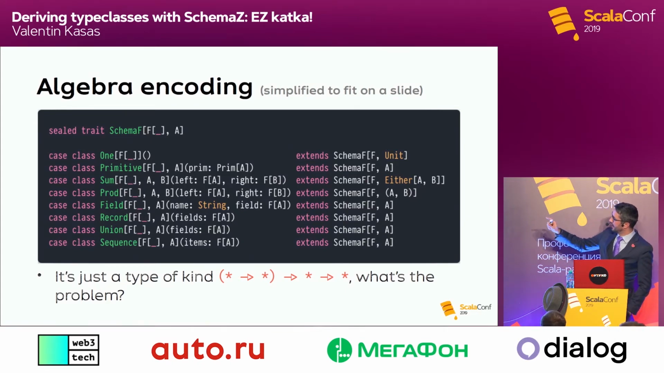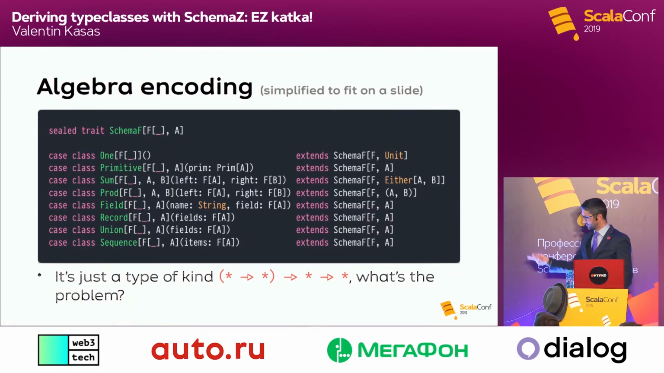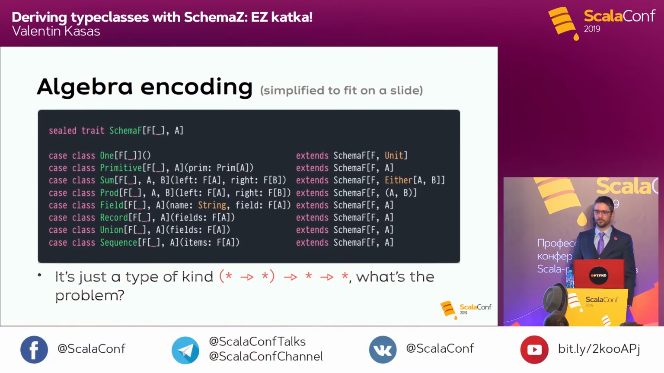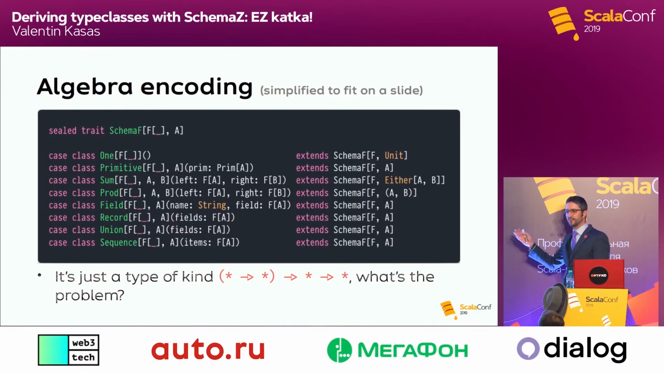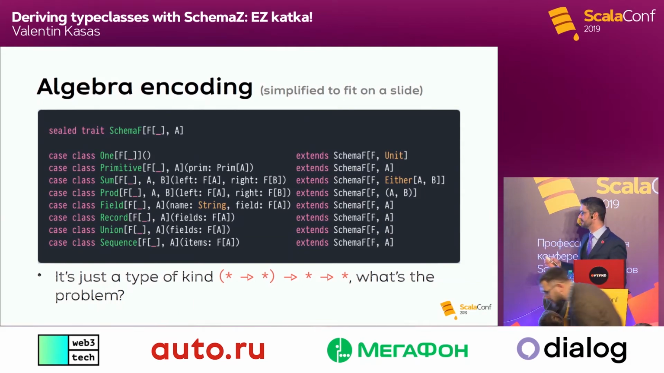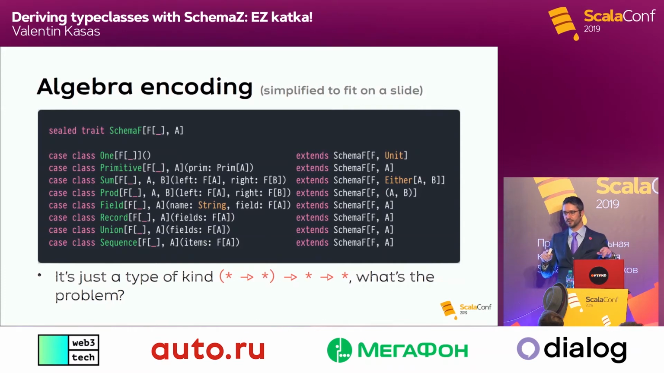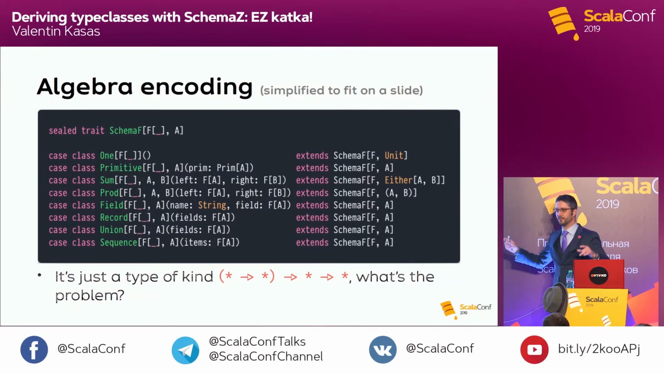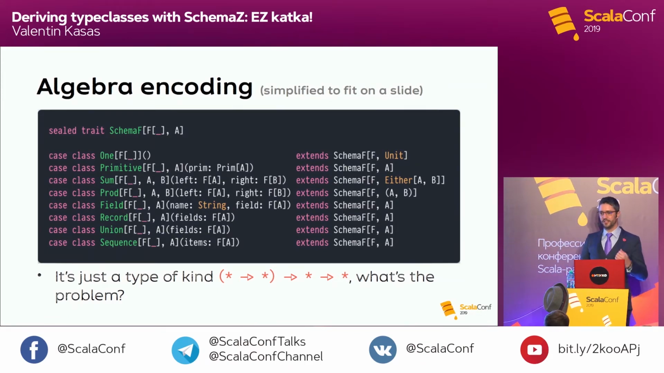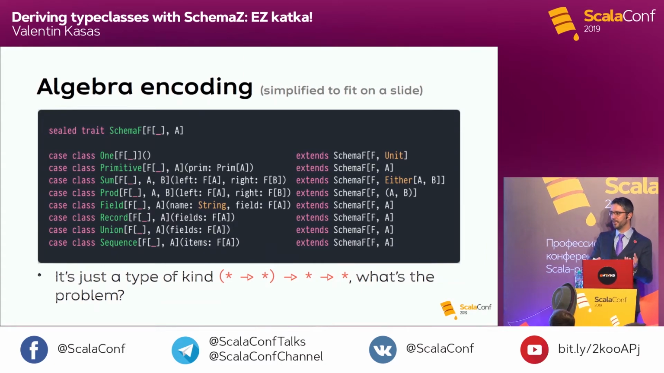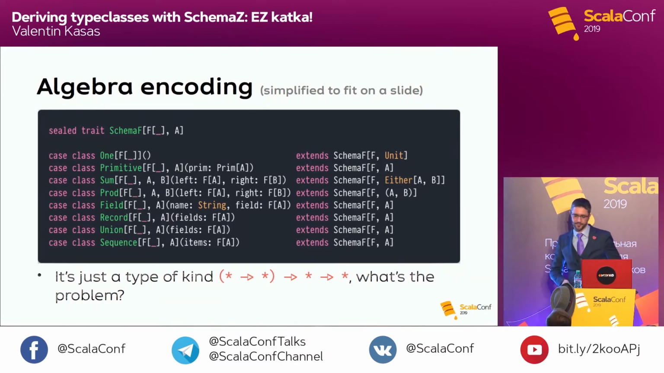And these strange f and a type parameters are needed for what we will see later about the derivation that uses a technique called recursion schemes. And again, if we think in terms of kinds, it gets a little bit more complicated. This schema f trait is of kind star to star, the f part, to star, the a part, to star, meaning that you need to feed it with a type constructor and a type in order to get a value type.